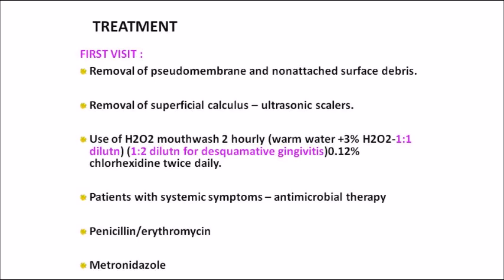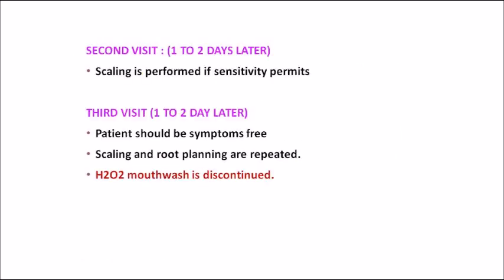Then there are patients who show systemic symptoms. For them, we have to advise antimicrobial therapy like penicillin or erythromycin, and metronidazole is also given to the patient. That much is done in the first visit. Then the second visit is 1 to 2 days later. The patient goes back and we'll tell the patient to come after 1 or 2 days. When the patient comes back, some of the symptoms would have subsided.